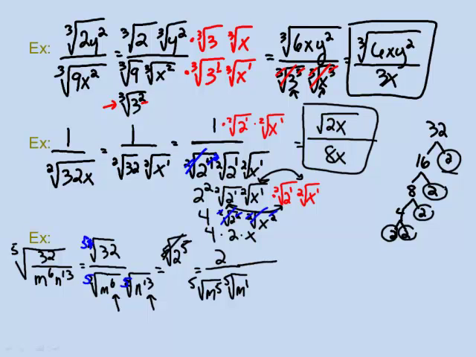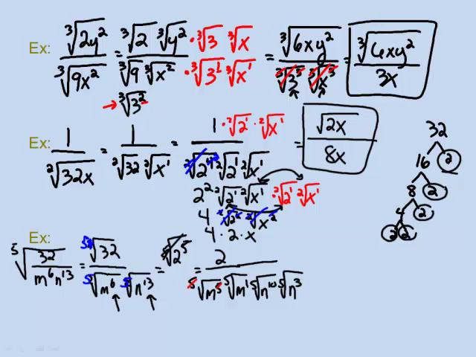Do the same thing with your n. 5 will not go into 13. 5 will not go into 12. 5 will not go into 11. But 5 will go into 10, so we're going to rewrite that as the 5th root of n to the 10th times the 5th root of however many more n's you need to get to 13, and that would be n cubed. All right, so we're going to simplify where we can.